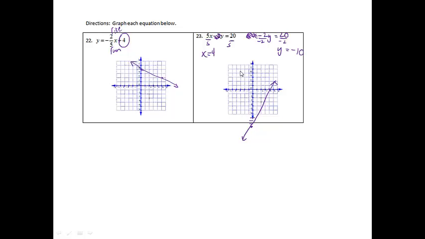Okay, if you worked it a different way, I am going to just work it that other way, just in case you want to watch if you did it this way and wanted to see if you got it right. We could solve this for y, so I'd subtract 5x from both sides. So then I'd have negative 2y equals 20 minus 5x.